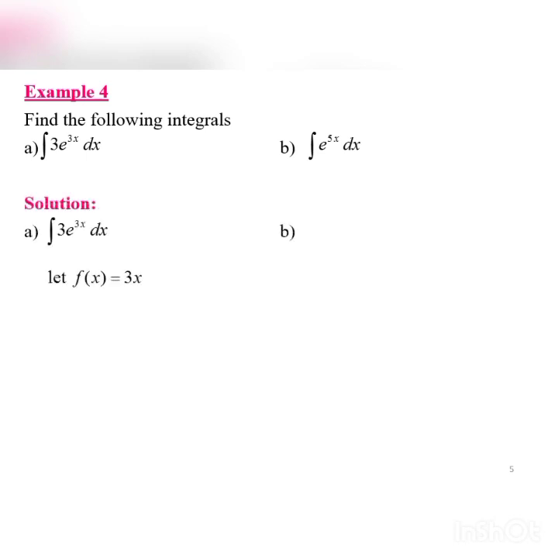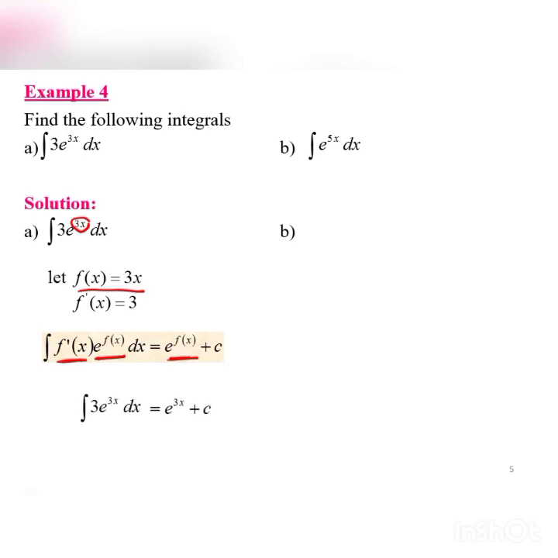Now let me see the example. Example 4, find the following integrals. For question A, the integral of 3e to the power of 3x dx. Let f(x) equal the power of the exponent, so this is our f(x). Differentiating, f prime x is 3. Using the formula, the integral of e to the power of f(x) times f prime x dx, the answer is e to the power of f(x) plus c. This is our f prime x, and this is e to the power of f(x) dx, so the answer is e to the power of f(x) plus c.